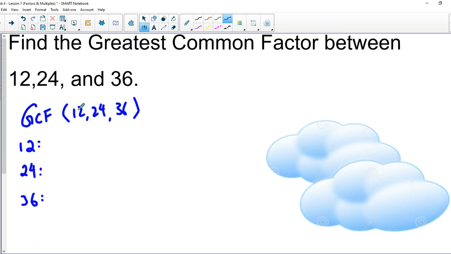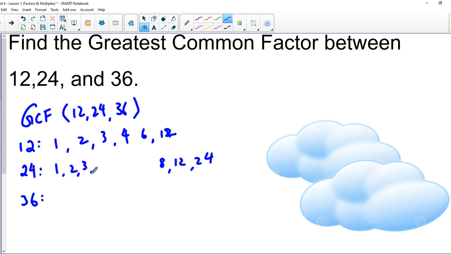So, what times what gives you 12? 1 and 12. What else? 2 and 6. 3 and 4, right? And that's the list. Now for 24, very quickly, 1 times 24, 2 times 12, 3 times 8, 4 times 6, and I think that's it, right? 5, 6, 7, 8. Yep, okay, all right.